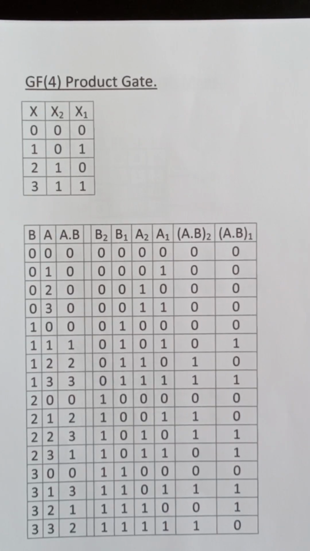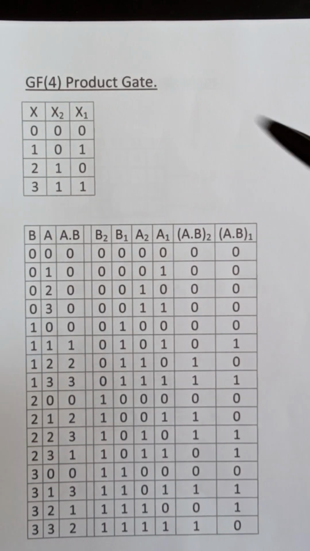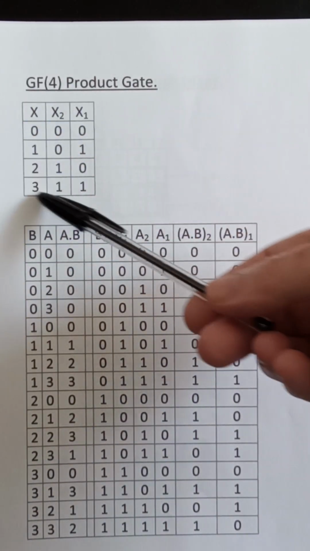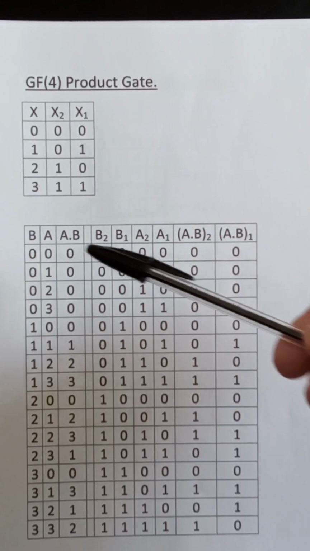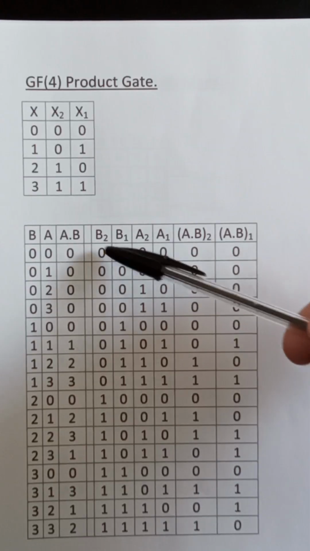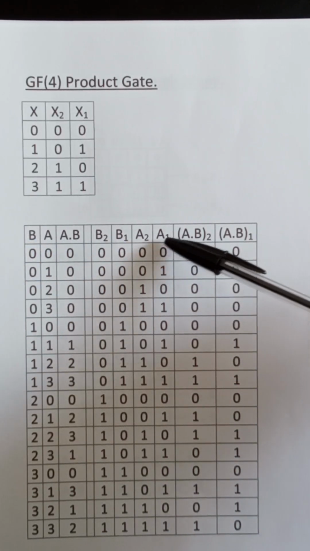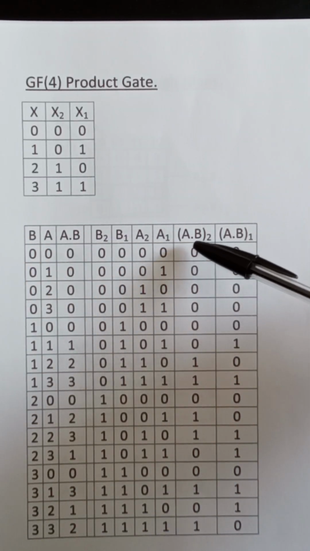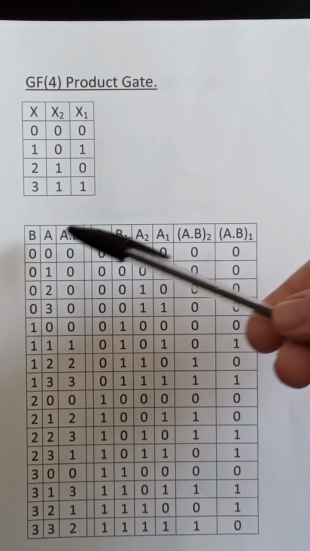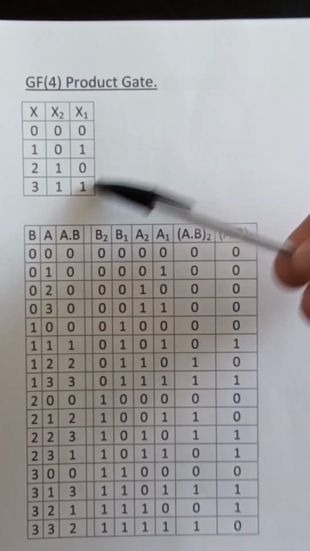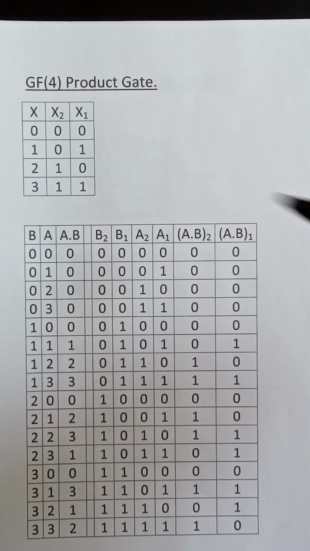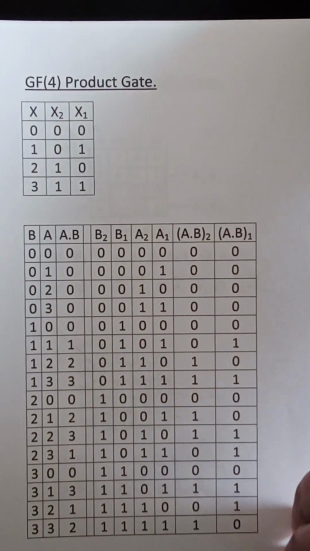Here we have the GF4 product gate. Again, quaternary to binary conversion here. Listed A, B and A times B. This is B2 and B1 for B, A2 and A1 for A, and A times B2 and A times B1 for A times B. So they're all coded according to this truth table here, as with the sum gate. So let's have a look at the circuit counter maps.